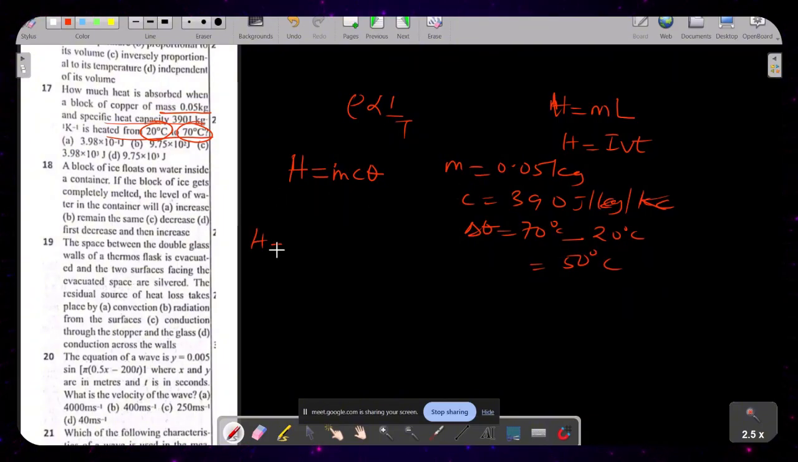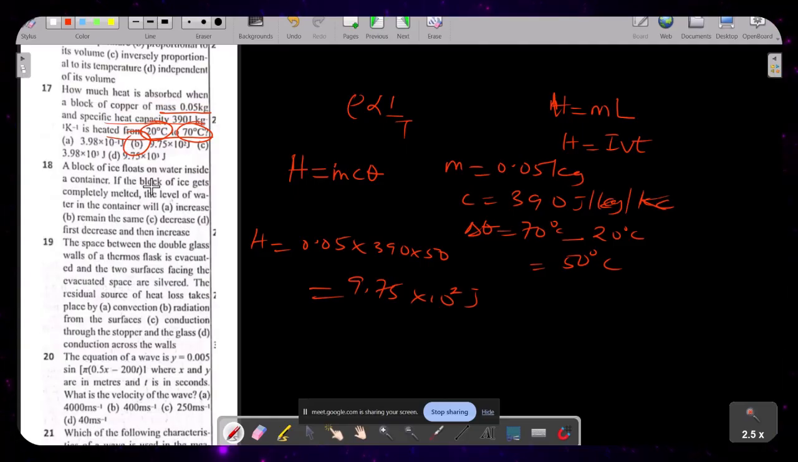So the formula is going to be H is equal to my mass, 0.05, times my C, 390, times 50. When I multiply everything together, my final answer is going to be 9.75 times 10 to the power 2 joules. So that is exactly what I have. Option B is the correct option.